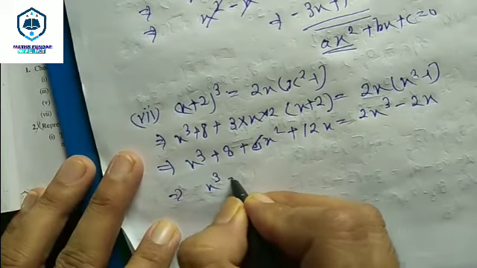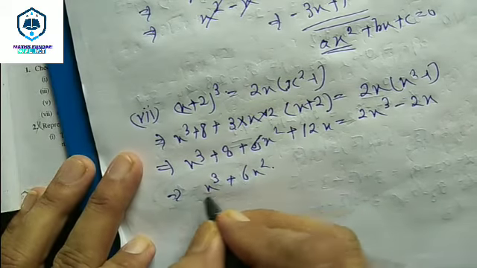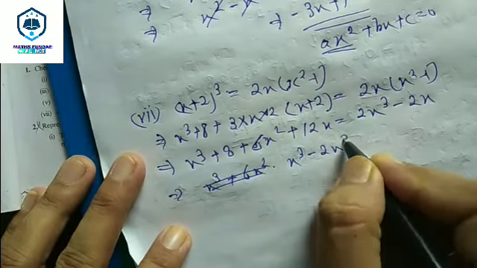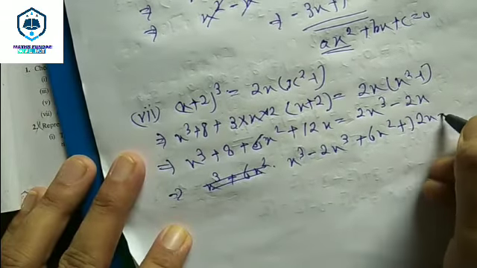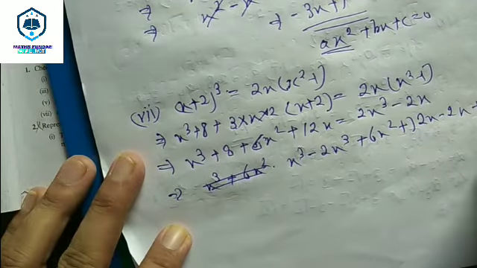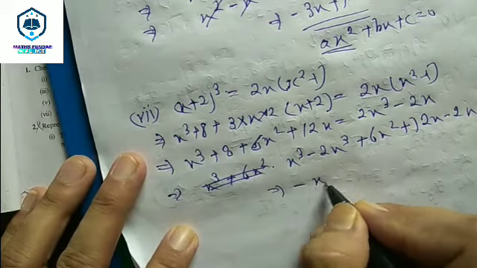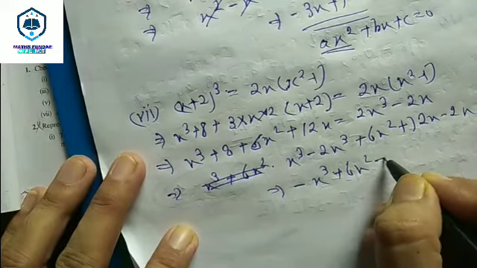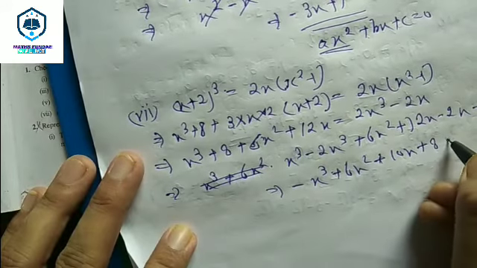We'll write here x cube, then we are writing 6x square. Okay, so what we can do here, before this we'll write x cube, then minus 2x cube, then plus 6x square plus 12x minus 2x plus 8 is equal to 0. So now x cube minus 2x cube will be minus x cube, 6x square will remain only 6x square, then plus 12x minus 2x will be 10x, and plus 8 is equal to 0.